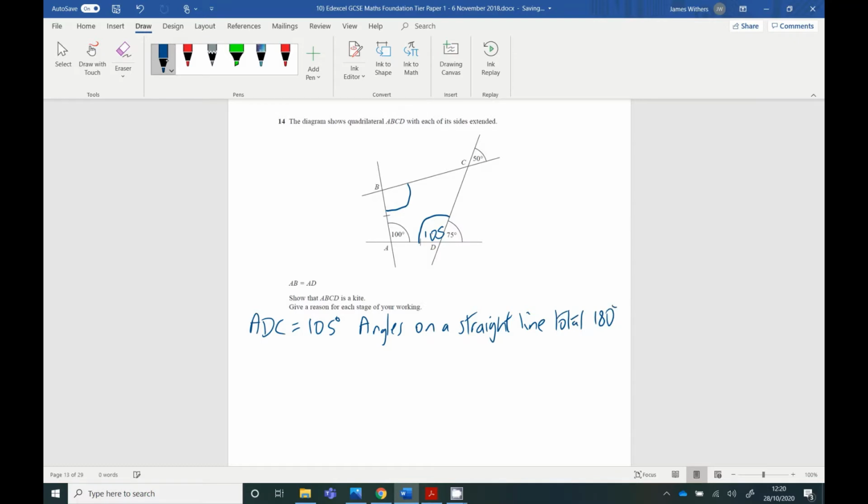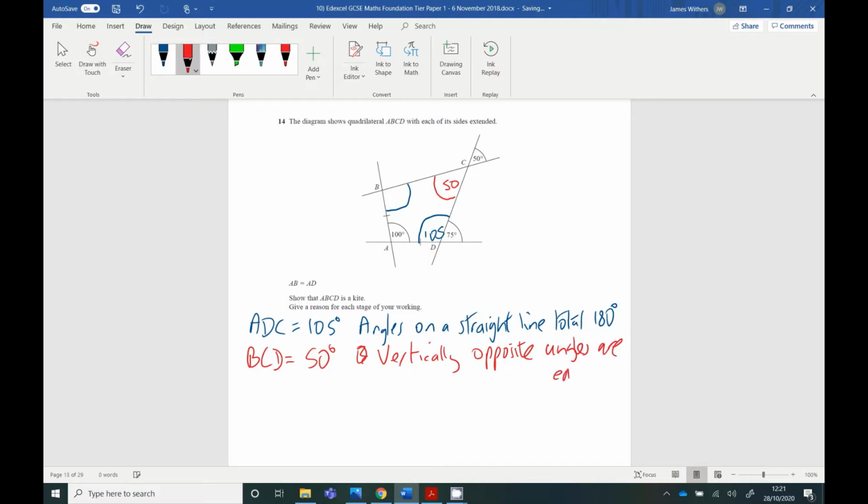Now, we can work out what this angle is here. Now that's 50 degrees, and that's because vertically opposite angles are equal. So we can say that angle BCD equals 50 degrees, because vertically opposite angles are equal.